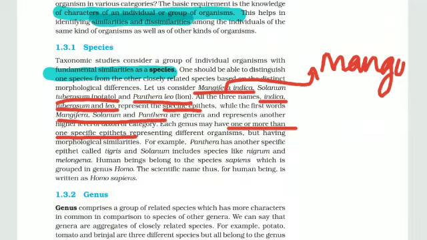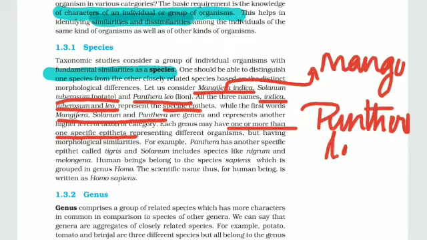Each genus may have one or more than one specific epithets representing different organisms, but having morphological similarities. They may have one or more than one specific epithet for the same genus. For example, Panthera leo and Panthera tigris.